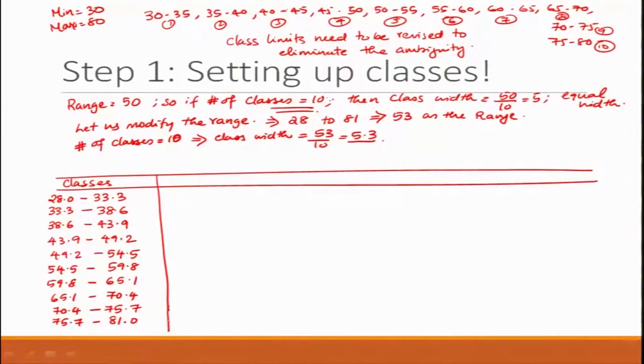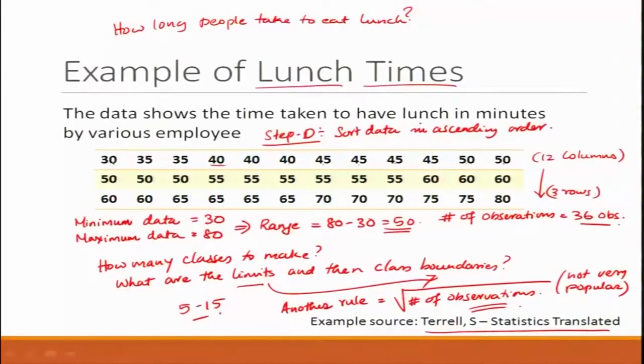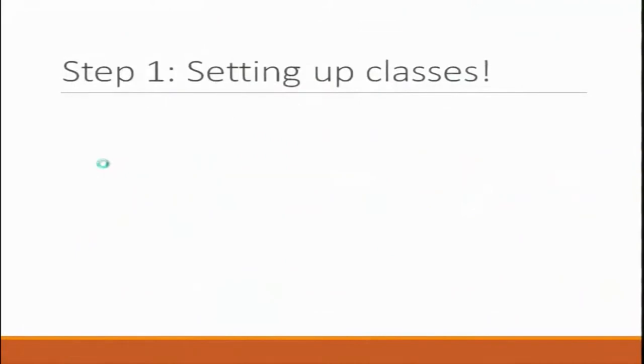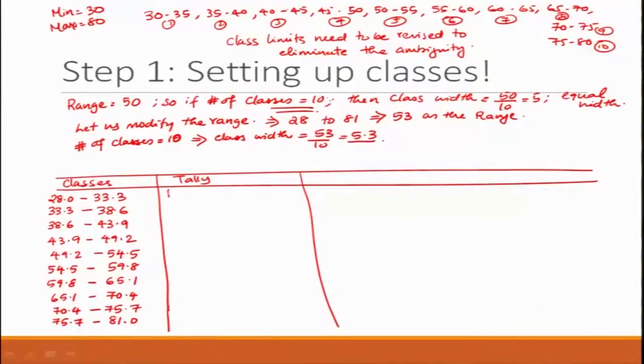Okay. Now, one way to do the frequency distribution, the simplest way to do the frequency distribution, is what we call tally markers. Okay. So, what we do is you go back to the data and see between the range of 28 to 33.3, how many data values are there. So, if you go back and we check, we have 30 is there. That is only one data point that we have. So, then we come here and we say tally of 1.